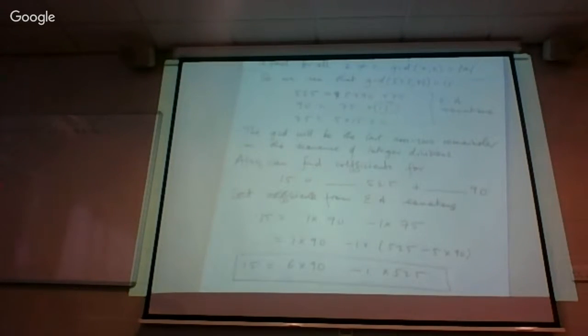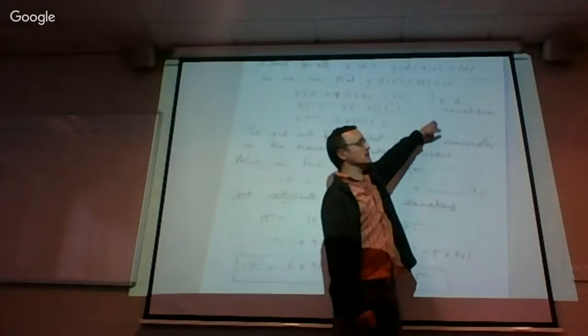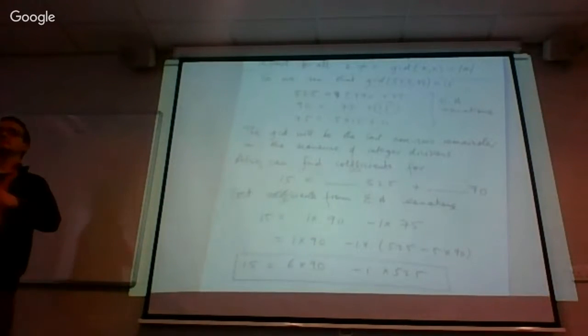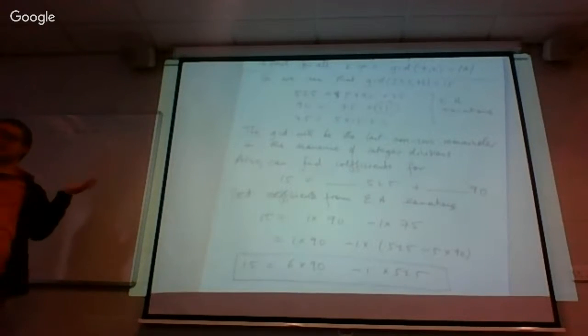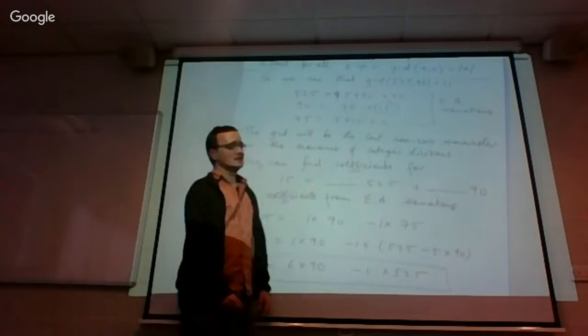That's getting coefficients from example 4. Get coefficients from the Euclidean algorithm equations. I've just labeled these the Euclidean algorithm. What does Euclidean mean? Well, it's named after Euclid. Oh, famous Greek mathematician. Yeah. So the Euclidean algorithm, his algorithm.